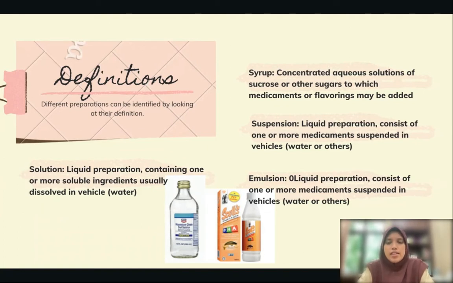So for syrup, as an example, syrup has a high concentration of sugar or sucrose. And in syrup, actually, we can go up to 60 or 70% of syrup in water. And the same goes for suspension. Based on the definition, suspension is actually liquid preparation consists of one or more medicaments suspended in vehicles. So from here, we would understand that there would be insoluble powder in a suspension.